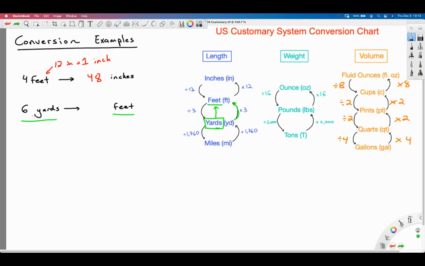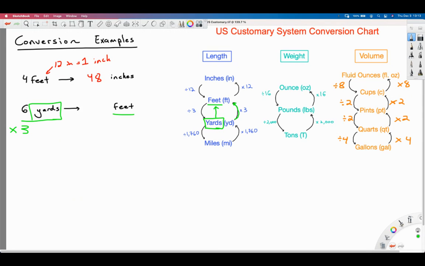So we take that 6, once we realize that we're going yards to feet and not feet to yards. If that was the case, then we would go backwards. We'd go down, so we divide. But we're working with yards to feet, so we're going to multiply. And we have to take that 6 and multiply by 3.